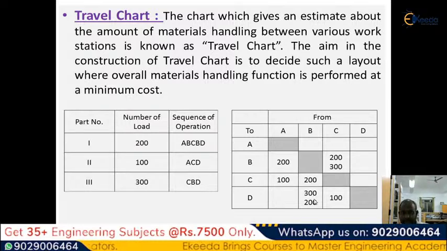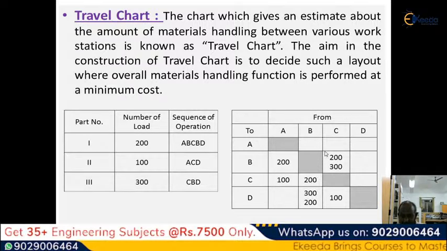Similarly, I am going to do this for part number 2, that is 100 products. So from A to C, that is 100. Then from C to D 100. Similarly, part number 3, C to B 300, B to D 300. So now what I know here are the transactions between each and every machine. The transaction between A and B is going to be 200 always. When you go for D and B, it is going to be 500.